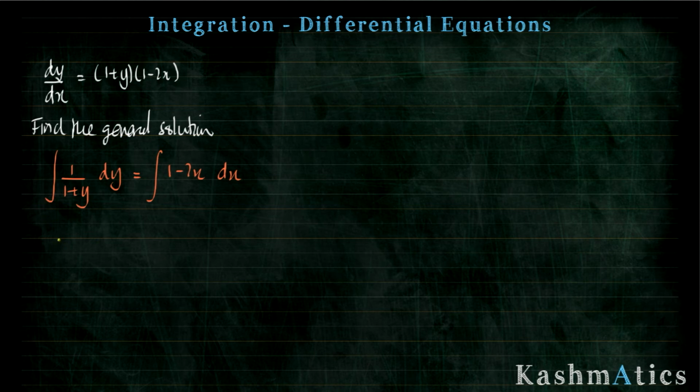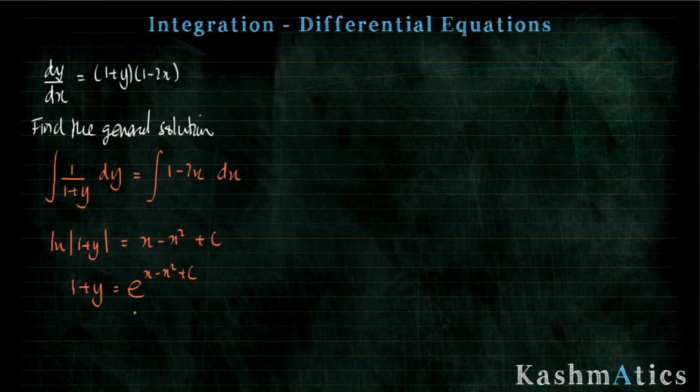The left hand side is fairly straightforward. I get the natural log of 1 plus y. And the right hand side I get x minus 2x squared over 2, which is just x squared, plus c. Now at this stage here, what I'd do is e to the power of both sides. And if I do that, I get 1 plus y equals e to the power x minus x squared plus c. Now to simplify this a little bit more, I need to understand a little bit about powers.